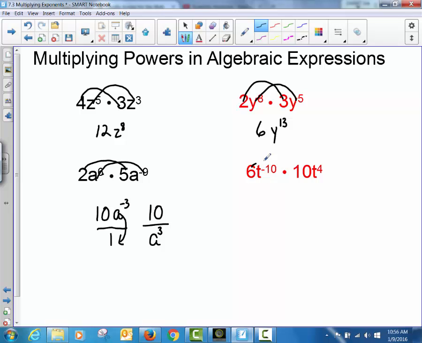So we got 6 times 10 is 60. T to the negative 10 times t to the negative 4. Negative 4 plus negative 10 gives us t to the negative 14. Now what you should have done is you should have taken this t to the negative power and moved it to the bottom here. That would have given us 60 over t to the positive power. Okay? I hope you got that.